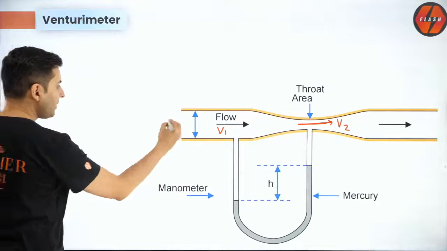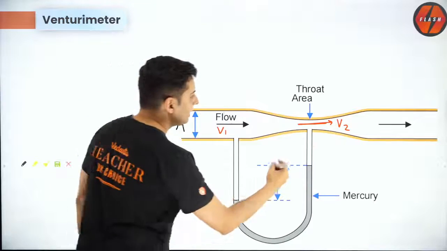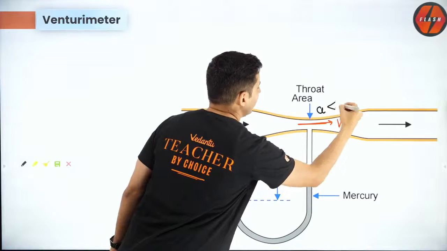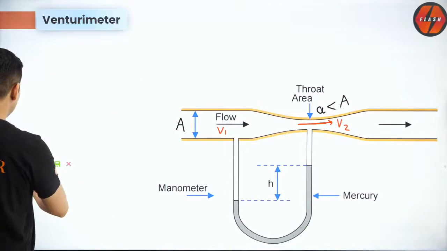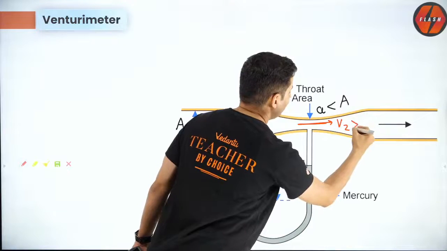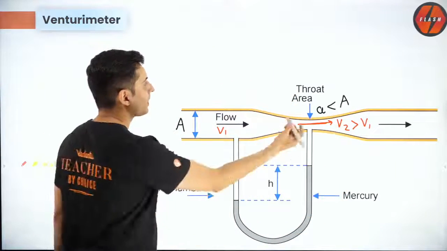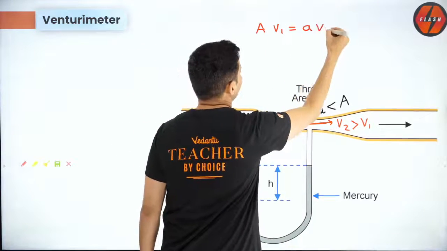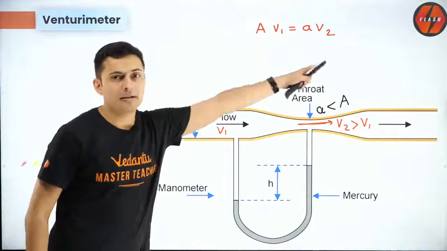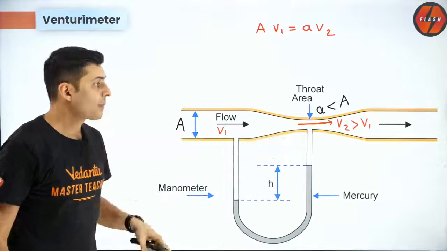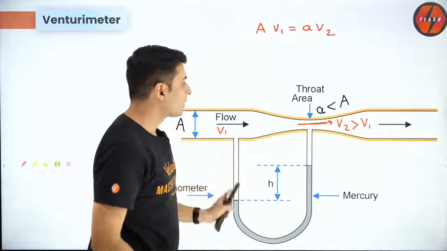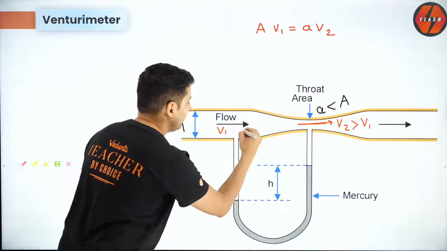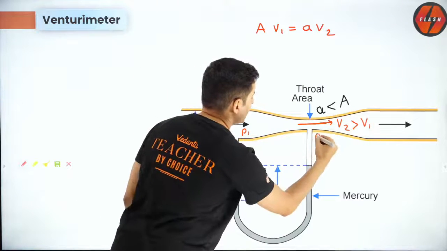Let's say the area of the wider part was capital A, the area of that smaller part was small a. So small a is less than capital A. Because of that, velocity 2 will be more than velocity 1. Using the equation of continuity, A v1 is equal to small a v2. I hope this is very clear. Now because of this velocity change, even the pressure will change. Over here the pressure is P1, over here the pressure is P2.